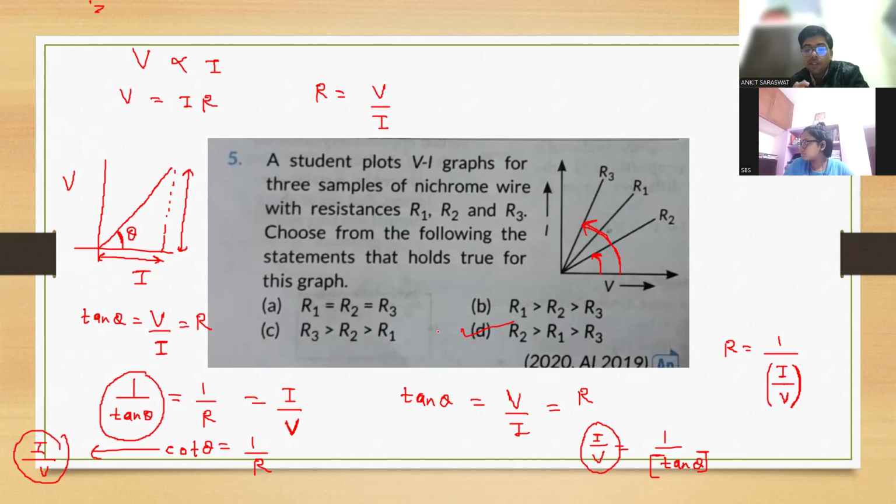But here the graph is I versus V. On the y-axis they have given current, and on the x-axis they have given voltage. That's why I'm using this approach. Clear? Yes, sir, clear. Is it okay? Yes, sir, I understood.